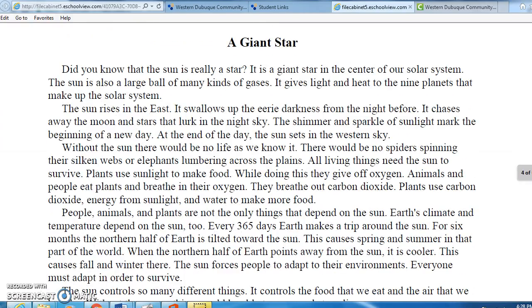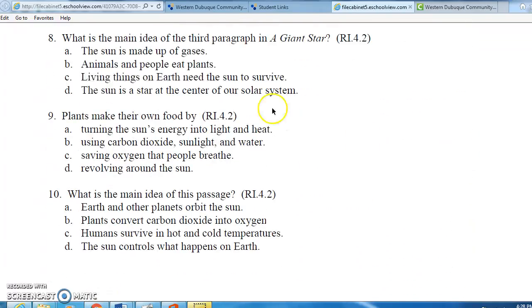Next, you need to read A Giant Star to yourself. Question number 8. What is the main idea of the third paragraph in A Giant Star? A, the sun is made up of gases. B, animals and people eat plants. C, living things on Earth need the sun to survive. D, the sun is a star at the center of our solar system. Please pause to go back and find your answer.